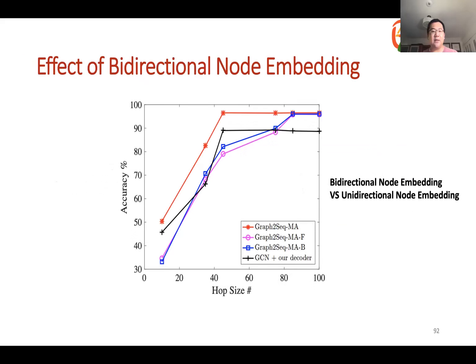Here is another plot showing the effect of the bidirectional node embedding. As you can see, the bidirectional node embedding indeed converges more quickly. That's because we learn the representation from both directions. But we can also see that when the number of hops increases, the unidirectional node embedding eventually performs similarly to the bidirectional node embedding, because it has already learned all the contextual information through the graph.